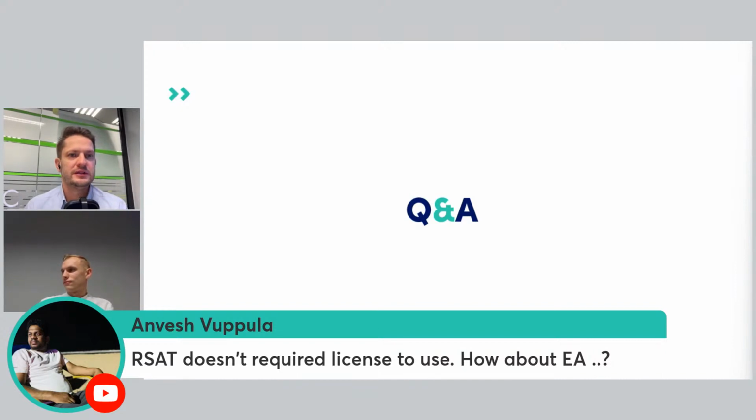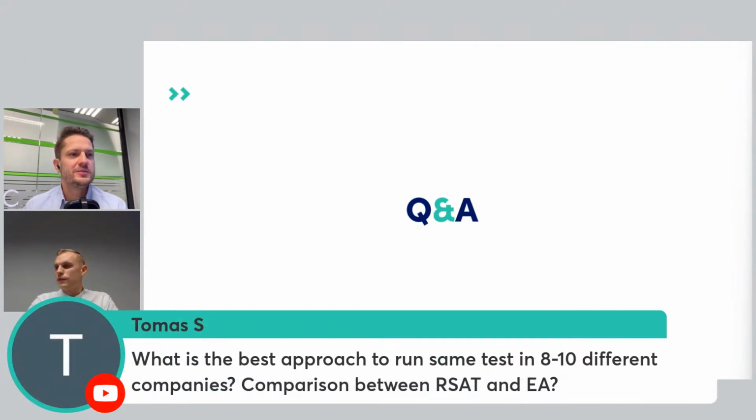So next question. What is the best approach to run the same test in 8 to 10 different companies? Comparison between RSAT and EA. Pavel, you want to take that?